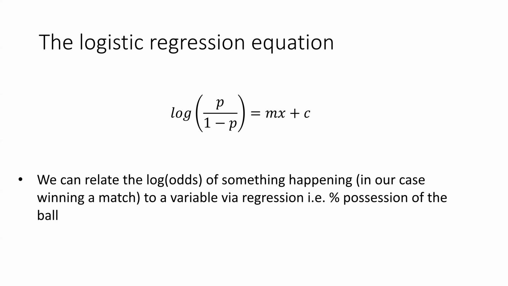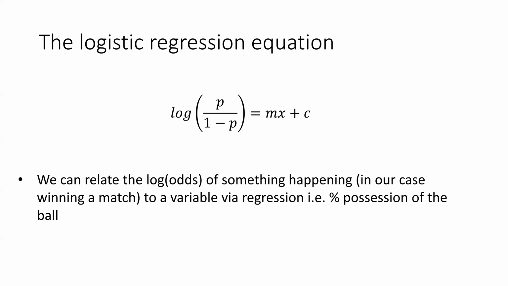In logistic regression, remember, we're not trying to just predict a continuous variable, we're trying to predict a binary variable. So we can just plug in the log odds. We substitute the log of the odds in for y. And suddenly, this problem now becomes a logistic regression equation rather than a linear regression equation. So here, log of the odds is just simply y if you were doing linear regression. So this is good. So we can relate the log odds of something happening, in our case winning a match, to a variable via a regression equation.